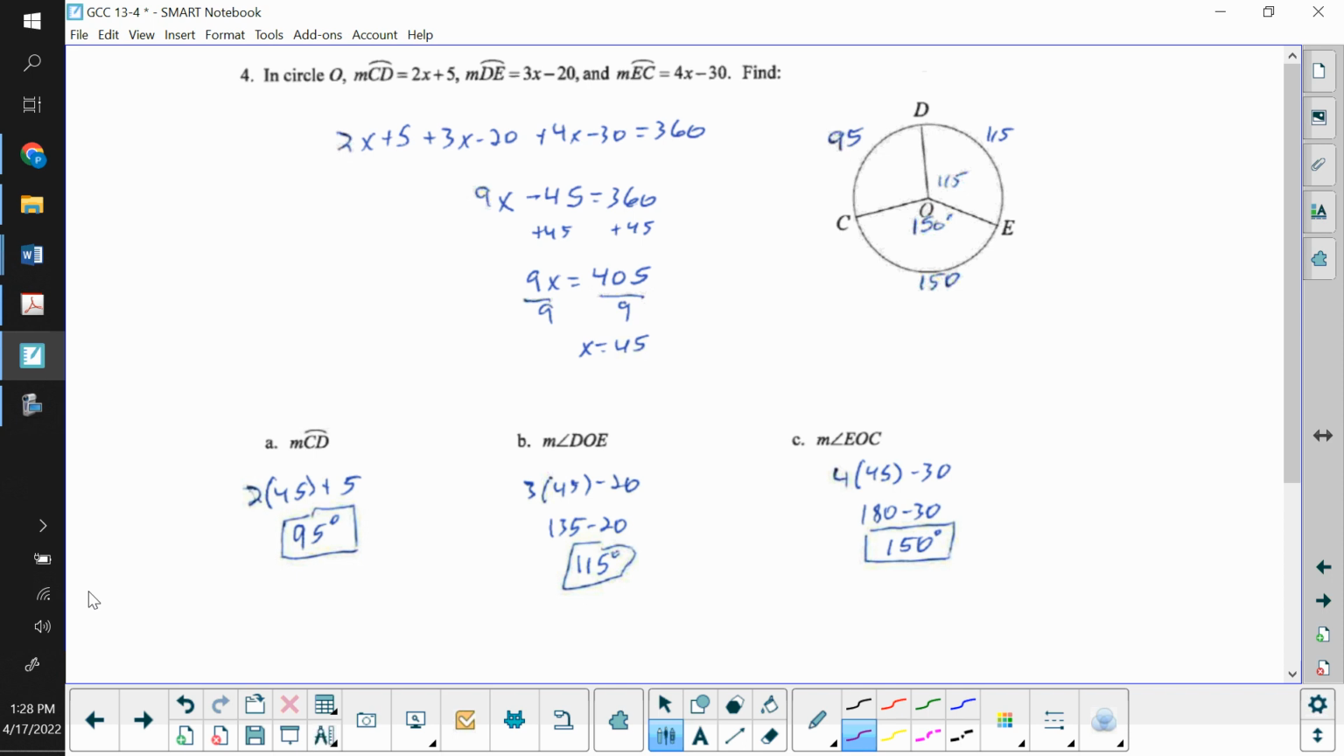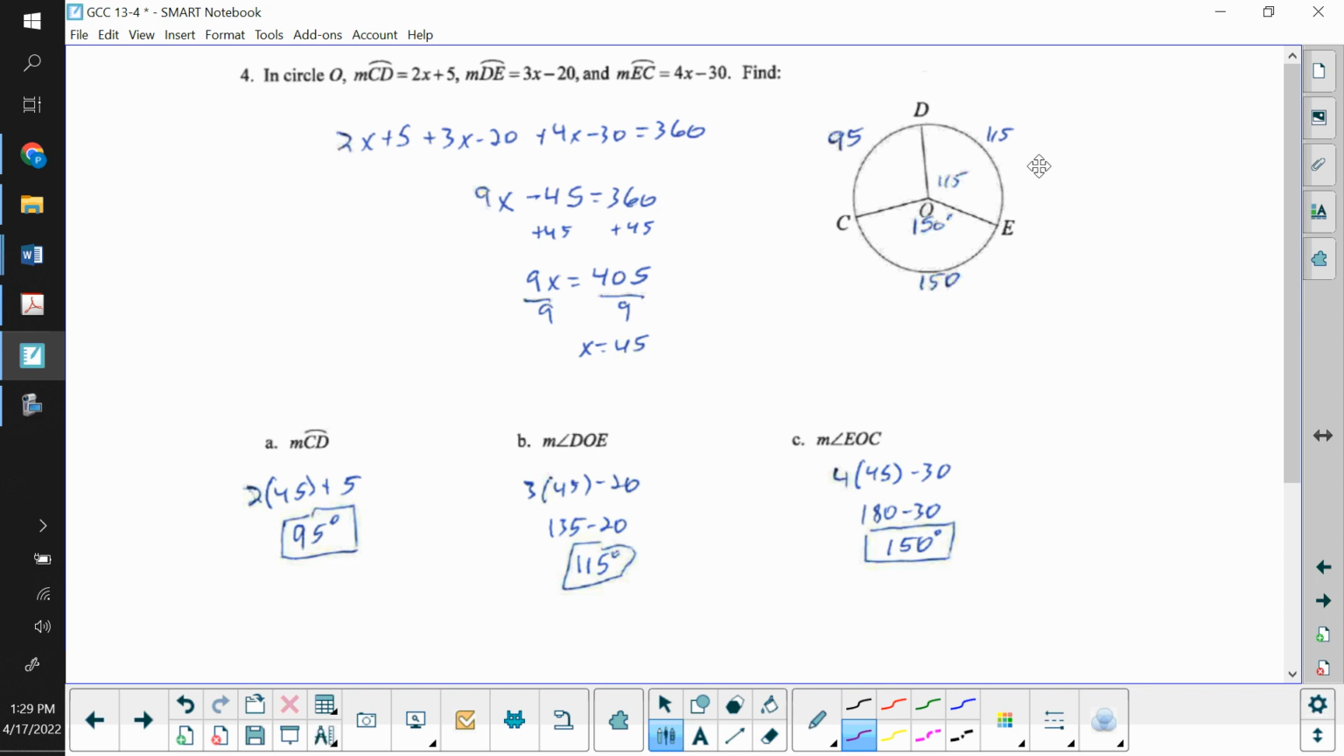So they gave us 3 algebraic expressions for our 3 arcs. They must add to 360. So add them up to 360, solve for x, we get x is 45. When we sub them each back in, we get 95, 115, and 150 for the arcs.